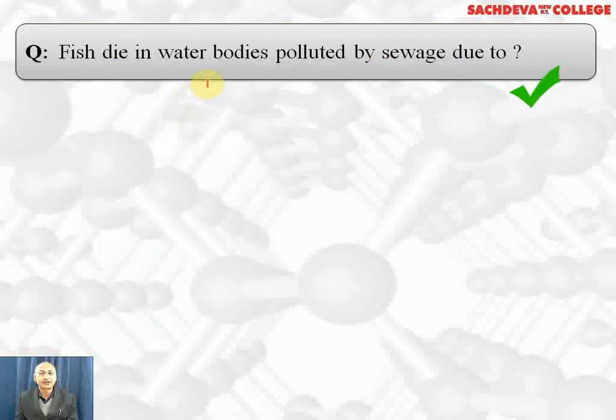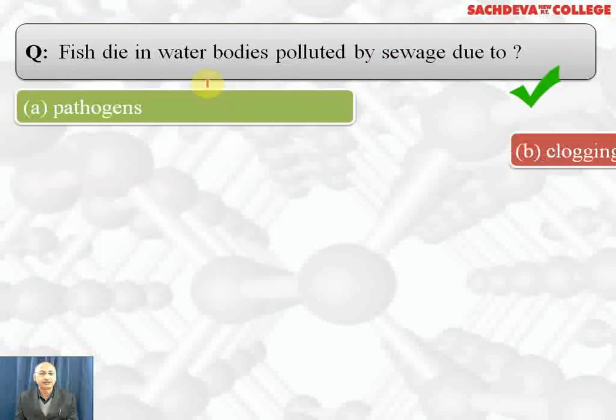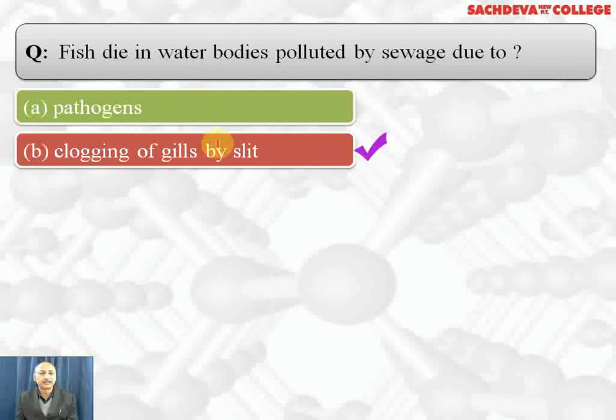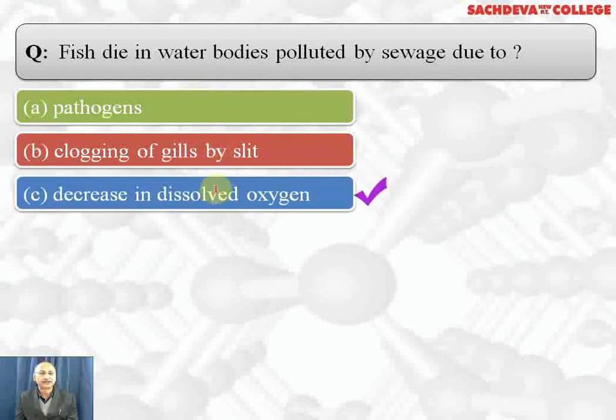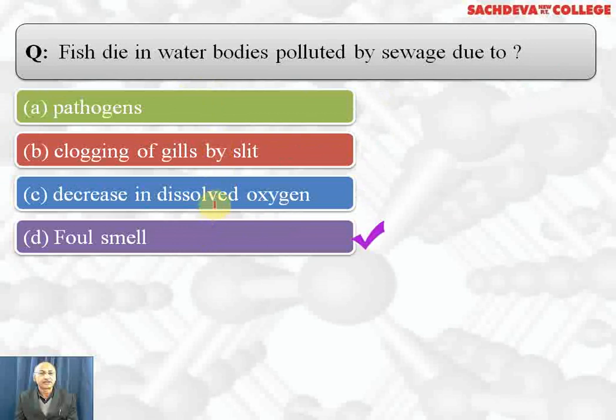Fish die in water bodies polluted by sewage due to pathogens, clogging of gills by silt, decrease in dissolved oxygen, foul smell. Correct answer is decrease in dissolved oxygen, due to which fish die.